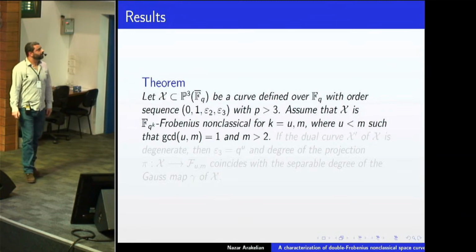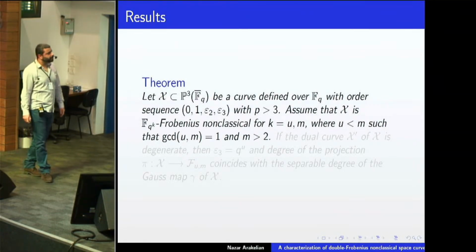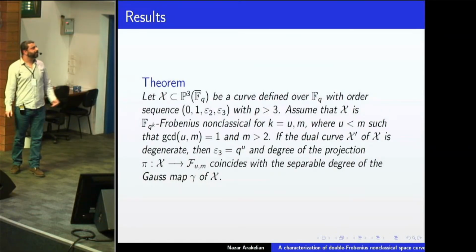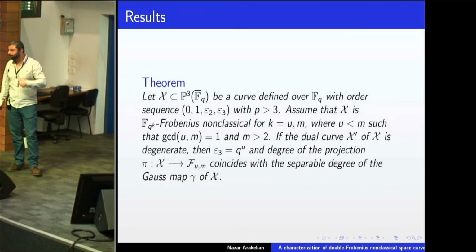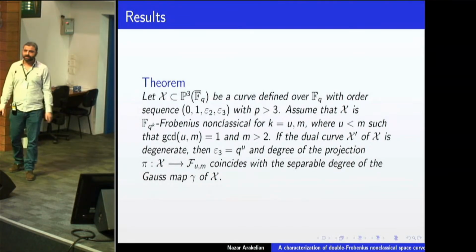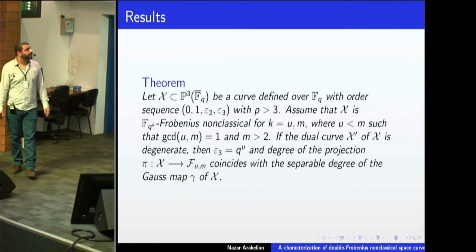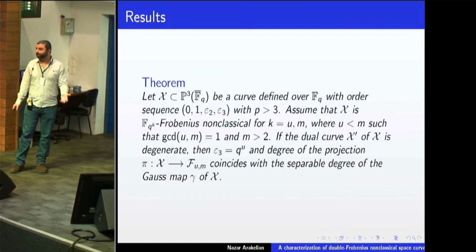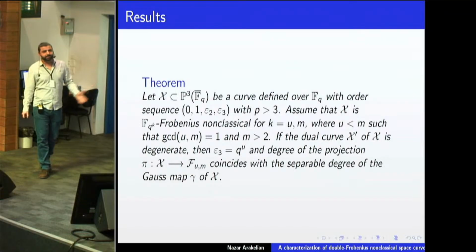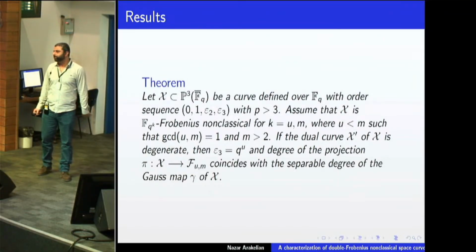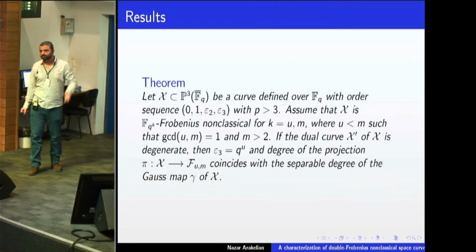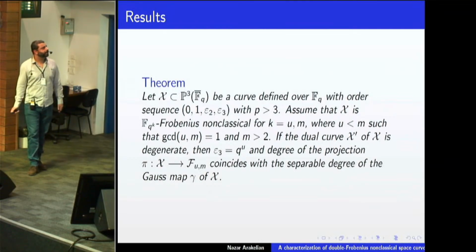If you have a double Frobenius non-classical curve such that the dual is degenerate, then the degree of the projection, recall that in this case your curve lies on a cone over the Borges curve, and the degree of the projection coincides with the separable degree of the Gauss map of X. In particular, if the Gauss map is purely inseparable, then your curve must be birationally equivalent to the Borges curve, the model in P3.